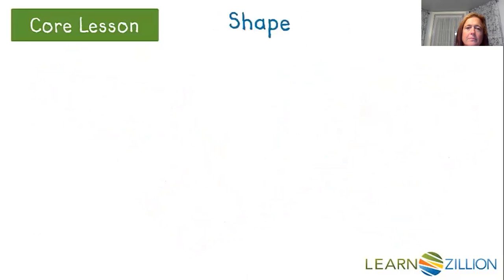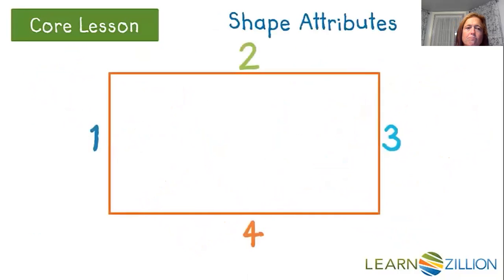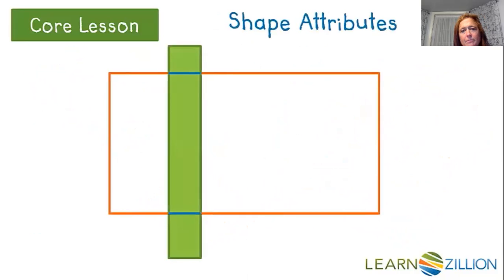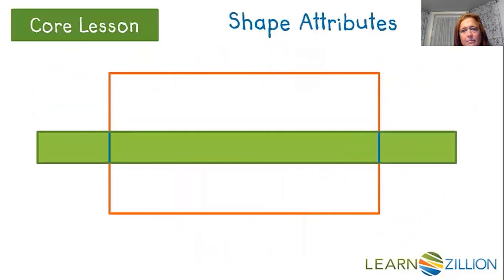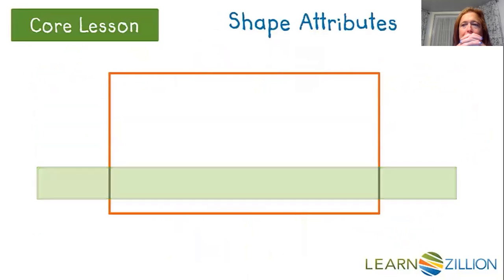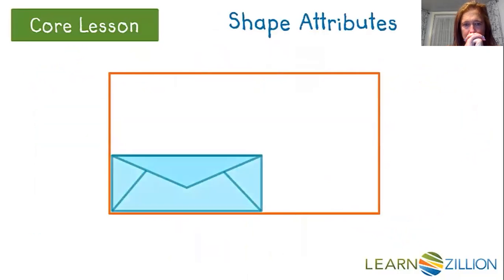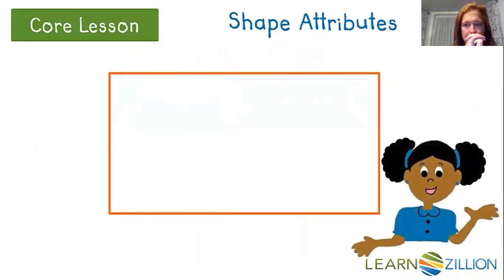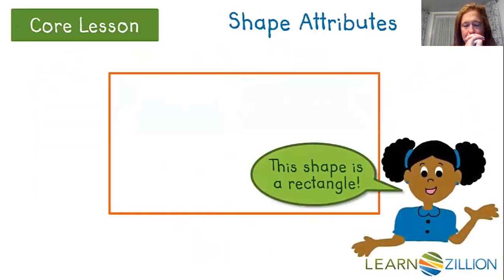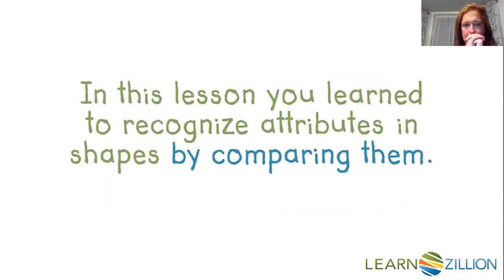Shapes can have many attributes. This shape has 4 sides, making it a quadrilateral. This shape has 2 pairs, 1 and 2 pairs of parallel sides, and the shape has 4 square corners. Because this shape has all of those attributes, it is a rectangle. In this lesson, you learned to recognize attributes and shapes by comparing them.